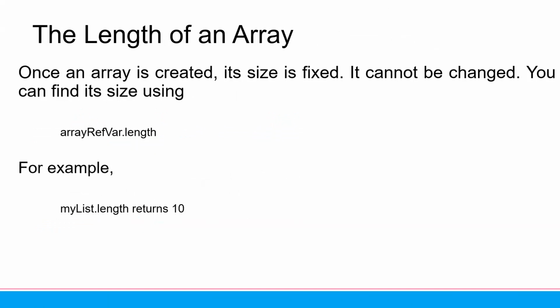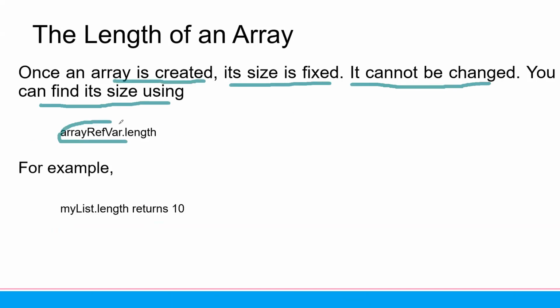And we can check how long is the array. Once the array is created, its size is fixed. So you cannot change the size. It cannot be changed. You can find its size using the variable name dot length. So if it returns 10, it means the size of the array is 10.